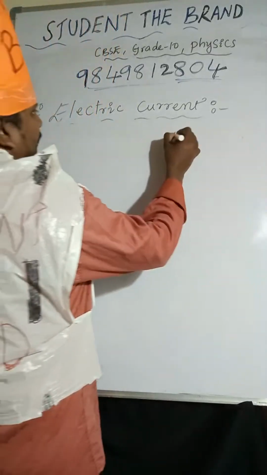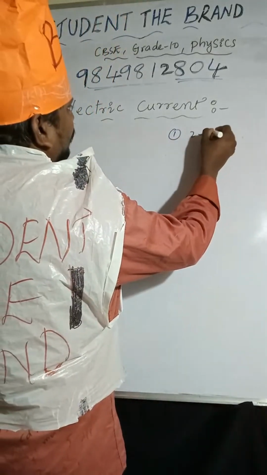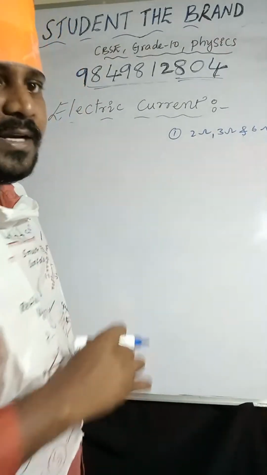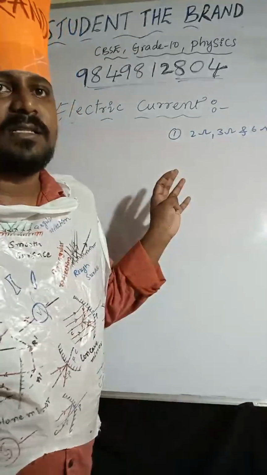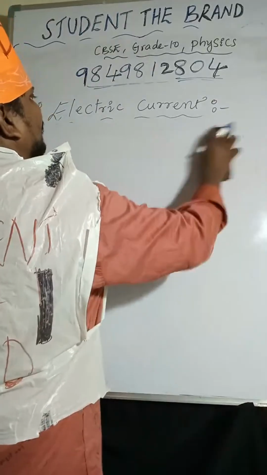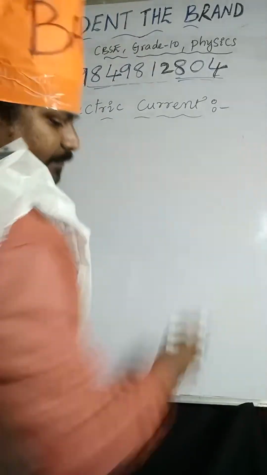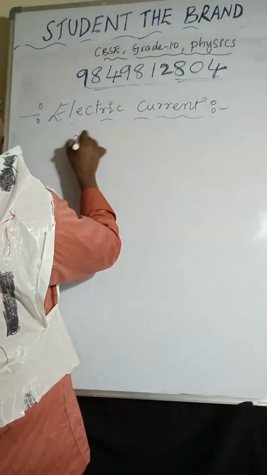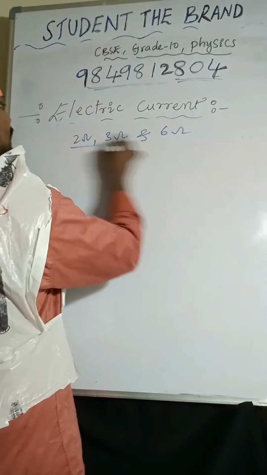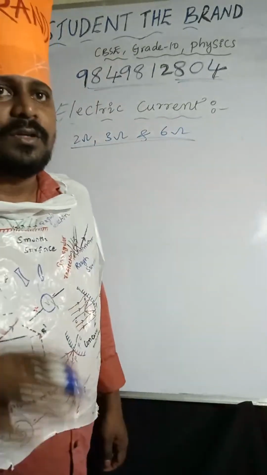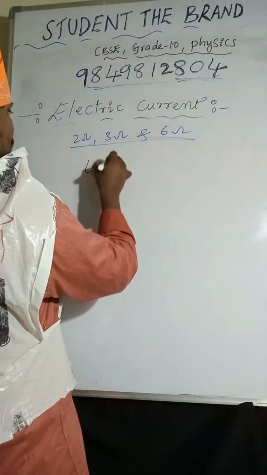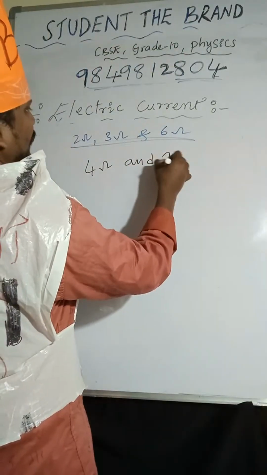First one is 2 ohm, 3 ohm and 6 ohm. So three resistances are given. These are the three resistances. Once again I will write clearly. So once again, 2 ohm, 3 ohm and 6 ohm. Three resistors are given. So in order to get the value, the values are 4 ohm and 1 ohm.